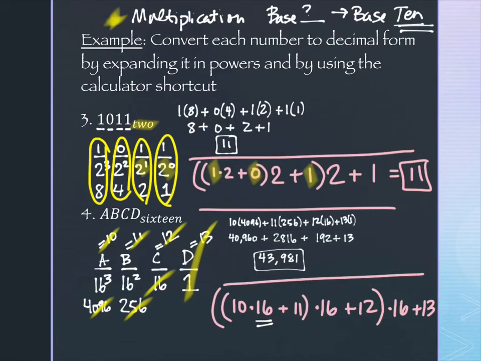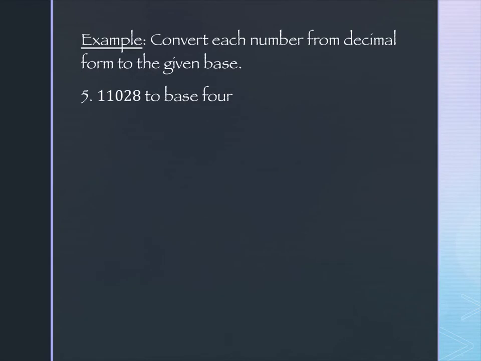Any questions on that? Okay, so we multiplied to move from base whatever into base 10. Now we're going to do base 10 back into base whatever else it is, and we're going to divide. So this will look like division algorithms that we've seen before. We have the number 11,028. Base 4 is what we're trying to turn it into.